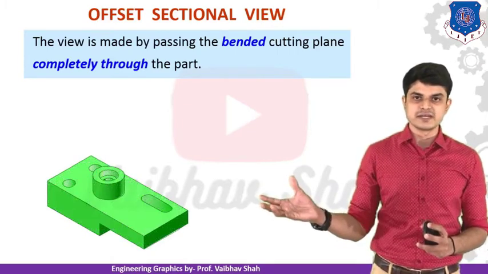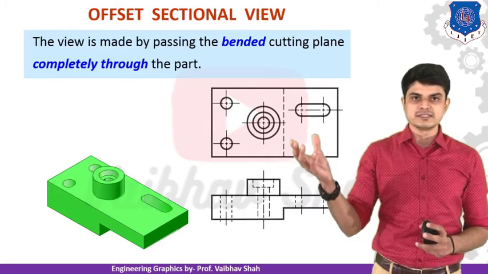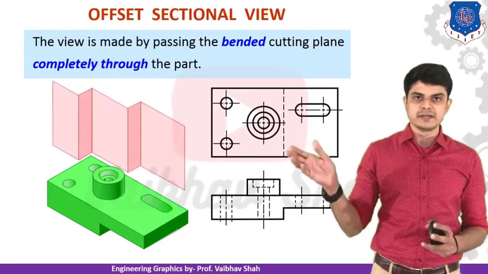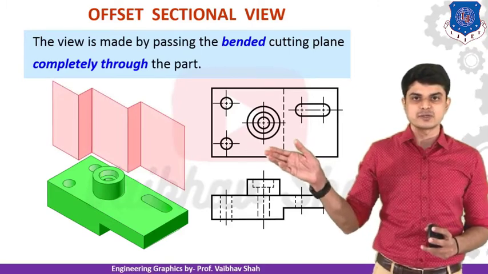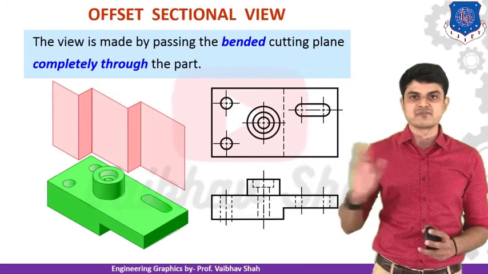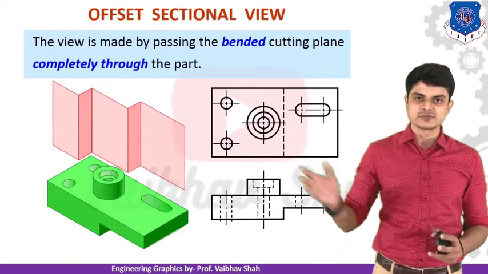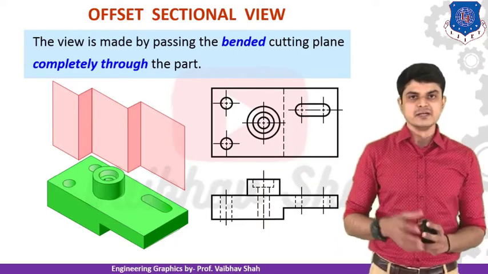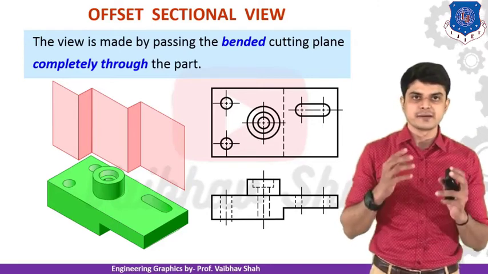So let us see one example. This is our object and these are a few views. This is the top view and this is the front view of the object, as you can see. Now we will be using one plate. You can see this plate is bent at two places, so it is not a completely flat plate. We will be using this bent plate. Whenever you use this kind of bent plate and try to cut the object, this is nothing but your offset sectional view.